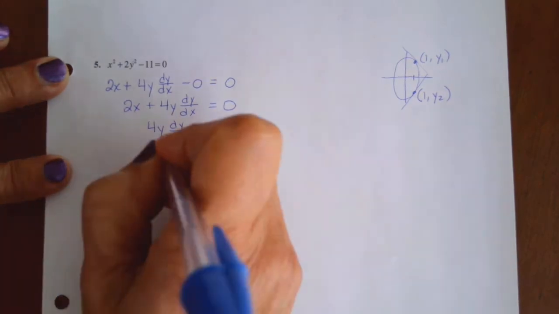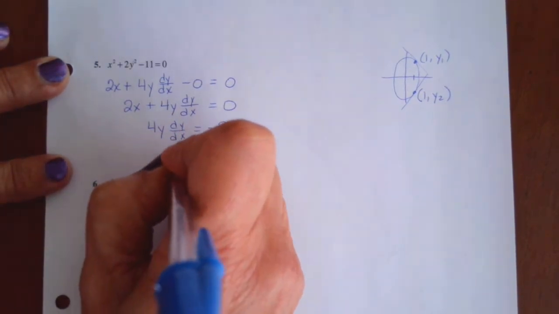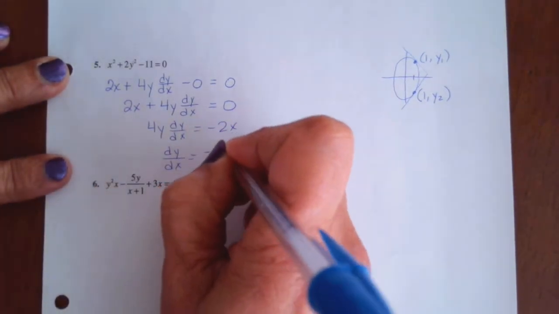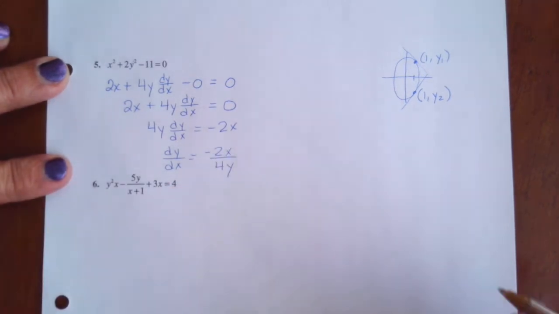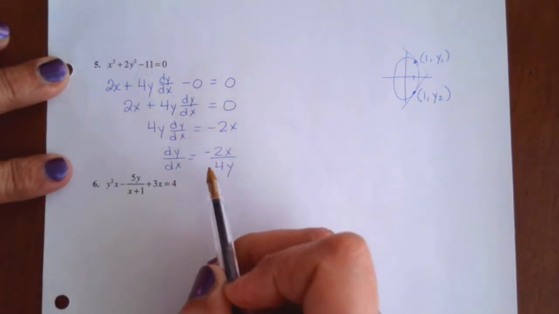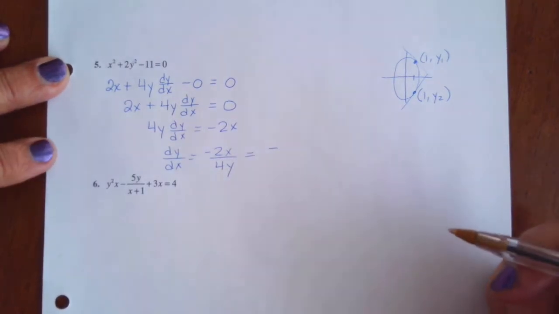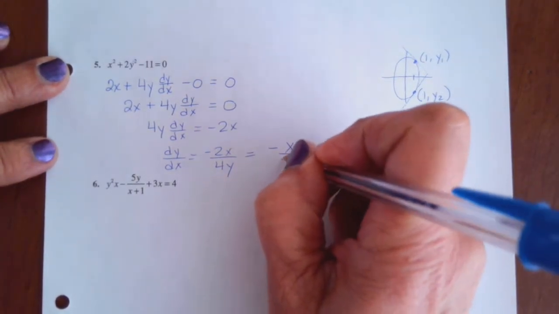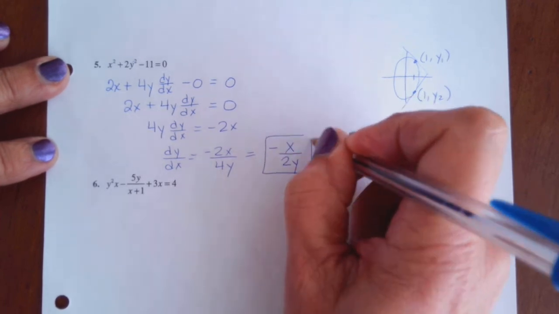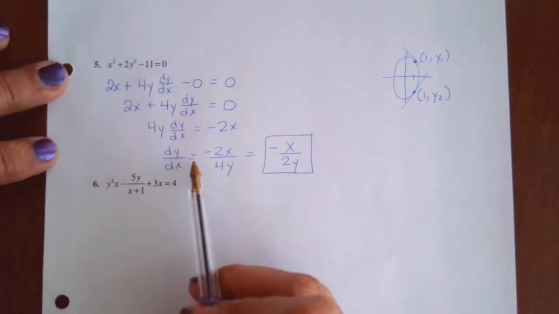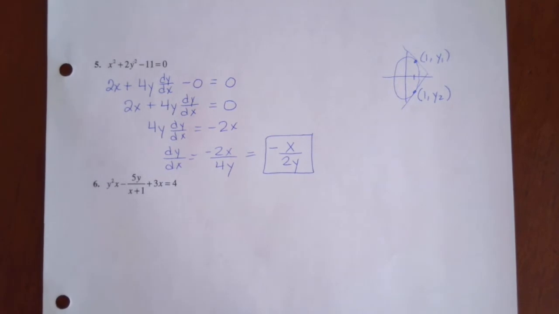I'm going to divide both sides by 4y, and that'll be my answer. So negative 2x divided by 4y. You can leave it like that. It's not reduced, so we could reduce it. Negative 2 over 4 is 1/2, so we'd get negative x over 2y. That's the reduced form. But that's the derivative of y with respect to x.